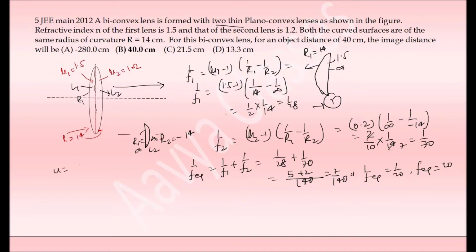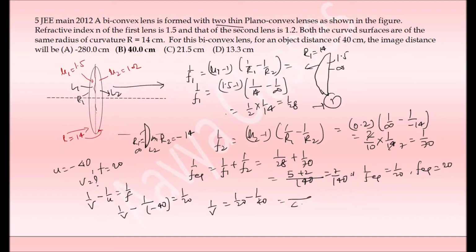Now for U equal to minus 40, F equal to plus 20, we have to calculate V. So we just apply the lens formula, 1 by V minus 1 by U is equal to 1 by F, and U is equal to minus 40. So from there we get 1 by V is equal to 1 by 20 minus 1 by 40. So it is (2 minus 1) by 40, that is 1 by 40. So V is equal to 40 centimeter. So clearly the image distance will be 40 centimeter. If you see the options, then option B is correct. Image distance is equal to 40 centimeter.